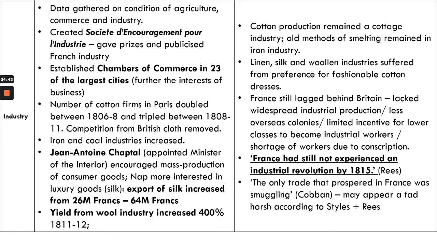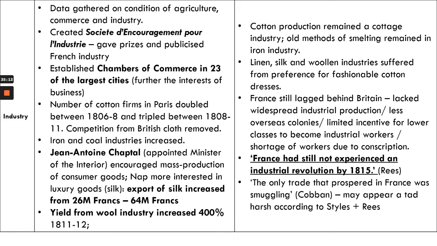But as I hinted at a minute ago, this was not industrialisation in the style that we might think of in terms of British industrialisation. Much of this production was still small-scale cottage industries, which is obviously less productive, makes the produce less lucrative. It's more expensive to produce. Even in things like the weapons industry, old styles of smelting in the iron industry remained. And just things like fashion had an impact.